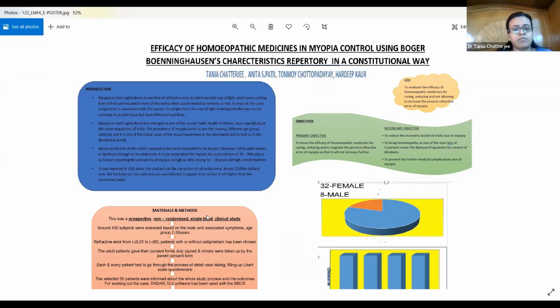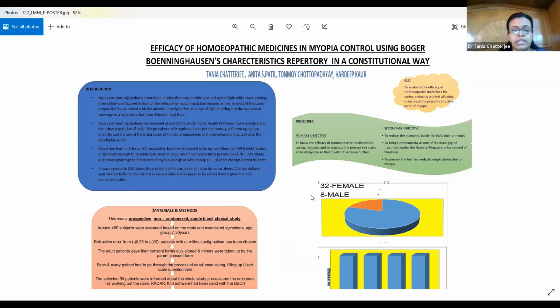Proper consent forms were taken from them, and in the case of minors, we took consent from the parents. This is how the study took place. The total study duration was 6 months, and follow-ups were taken at a 1 month gap. In each and every follow-up, we took the optometric evaluation and the Likert scale questionnaire.